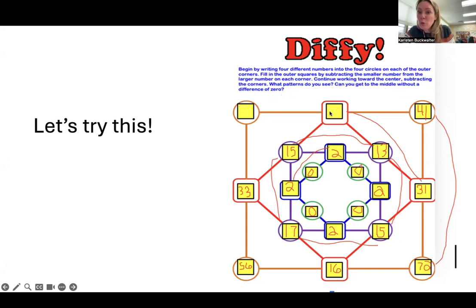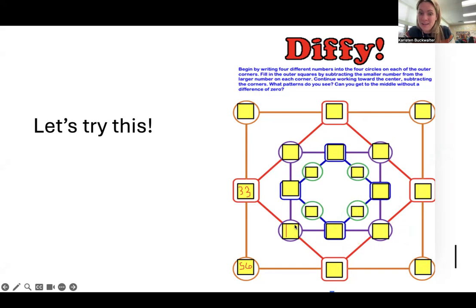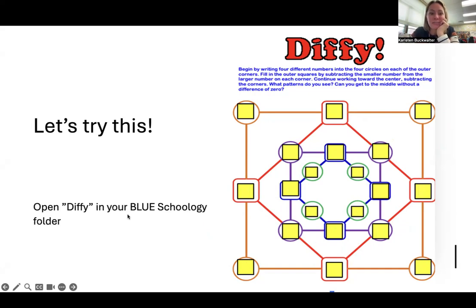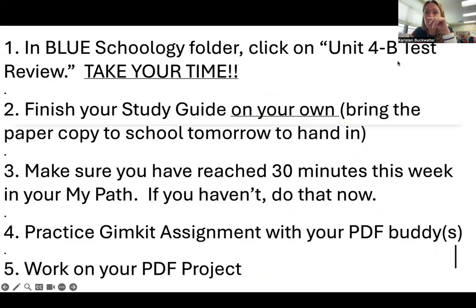In your blue Schoology folder, I have a blank Diffie board. So go into your blue Schoology folder, and with your seat buddy, I want you to see what happens if you play Diffie with each other. So pick any 4 2-digit numbers for the outsides. Make sure they're different from each other. Then find the difference, the difference, the difference, and you should get down to zeros by the end. Isn't that kind of cool? Then after that, the rest of the time is going to be to work. Diffie, open in your blue Schoology folder.